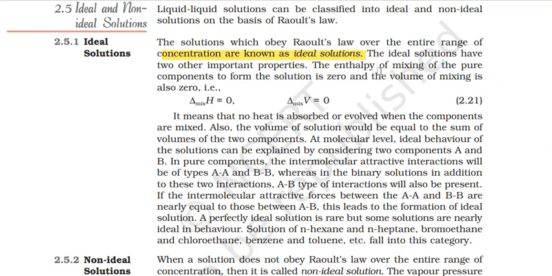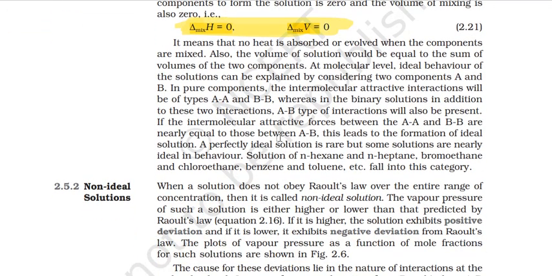Very important, this has been asked so many times in NEET also, what their properties are. Fine. Delta G mixing, however, will not be equal to 0. Delta S mixing is usually greater than 0. Fine. But delta H mixing and delta V mixing are equal to 0. That means there will be no change in volume, no change in enthalpy. It means that no heat is absorbed or evolved when the components are mixed. Also, the volume of the solution would be equal to the sum of volumes of the two components, because there is no net change in the enthalpy, in the heat or in the volume of the solution.